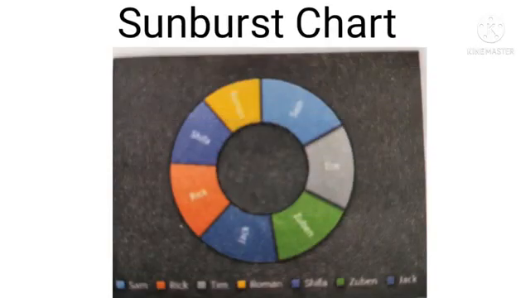Sunburst chart. Unlike a pie chart, this can contain more than one data series. Each part of the ring in the chart represents one data series.